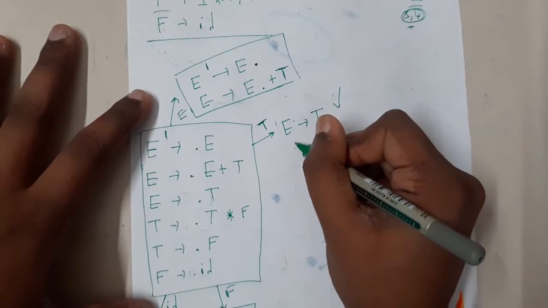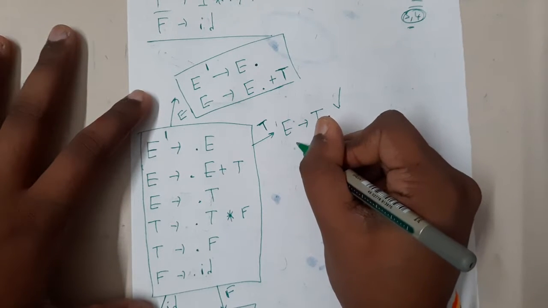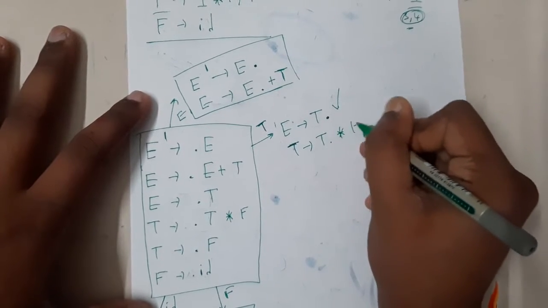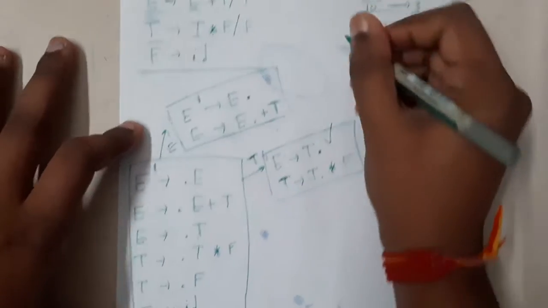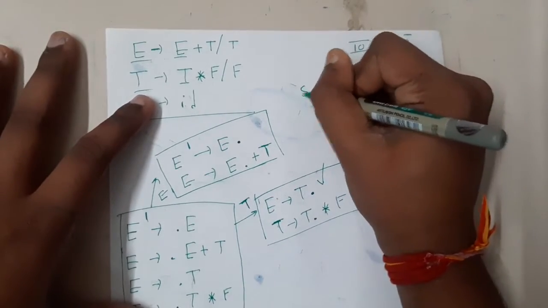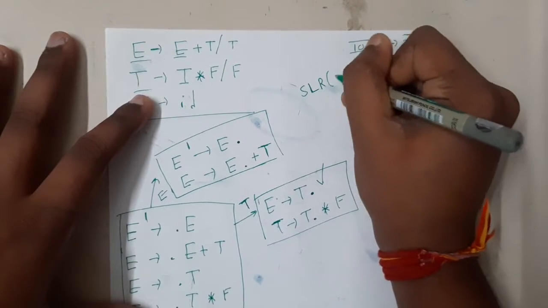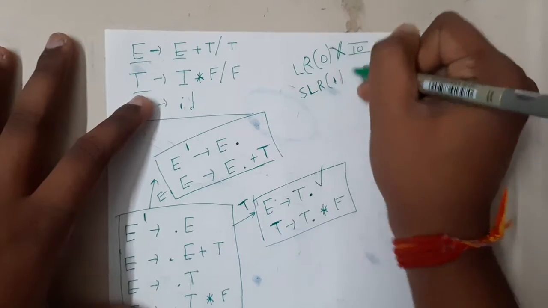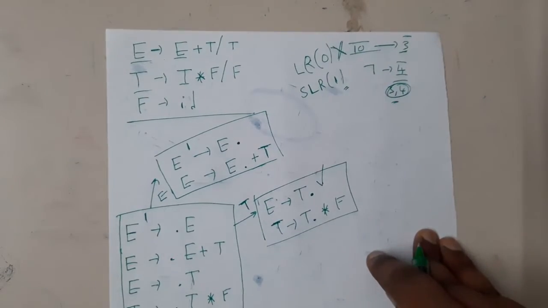Similarly we have T implies T dot star F. Now here I can conclude that there is a clear clash. So here I can conclude that this is not LR0. Now I need to just check whether it is SLR or not.